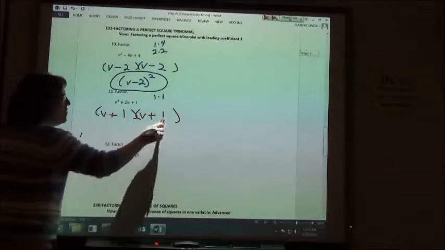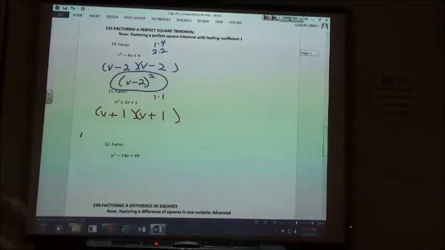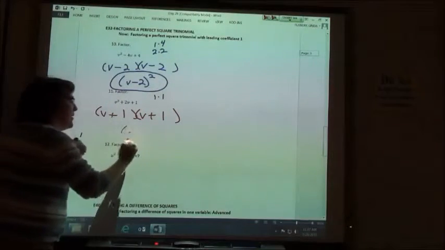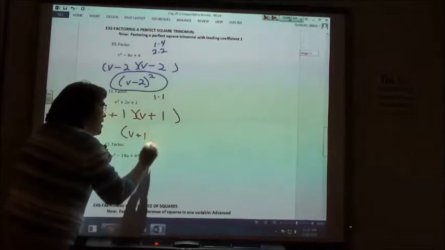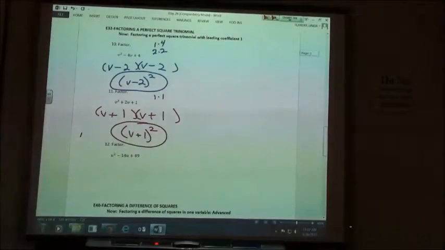If I take a 1v plus a 1v, sure enough, it adds up to 2v. The outside plus the inside adds up to the middle. I get a perfect square, so v plus 1 squared is what I'm going to put in for my answer.